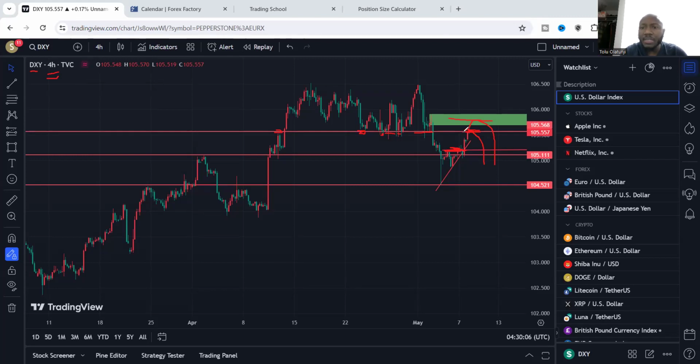So we're either looking for a sell over here or sell over here. We just need that trigger. We need more information to tell us whether it's going to sell from here or sell from here. Anything can happen. Who knows? It could even push higher.